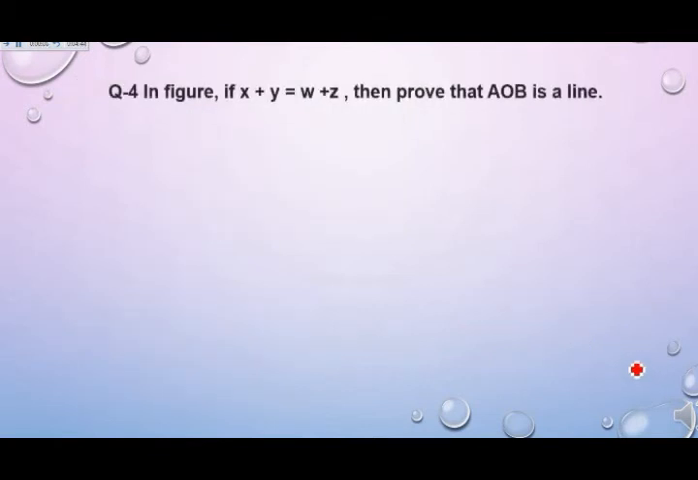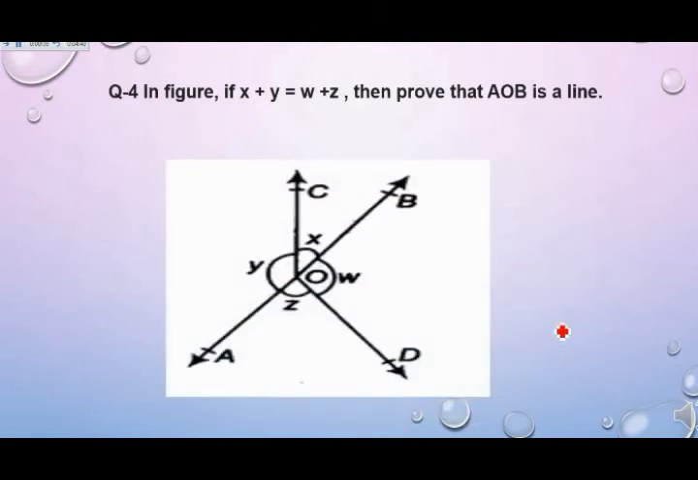Now question number 4. In this question, it is given that in the given figure x plus y is equal to w plus z. Now we have to prove that AOB is a straight line, that this is a line. This we want to prove.